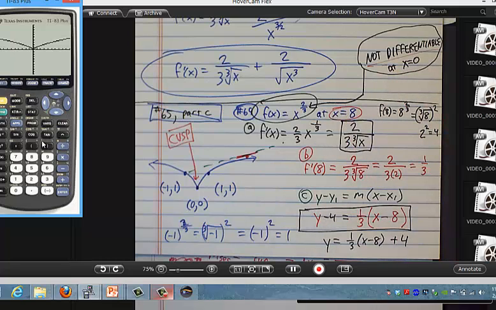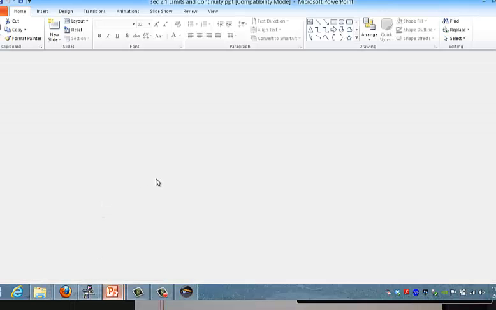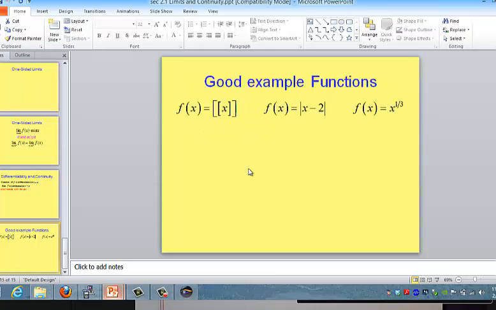And I was talking about this a little bit, actually, right when we started Chapter 2. Let me go back to it. Let me show you this slide. Well, I skipped that one. I'm going to do that in a second. But remember me talking about good example functions? Do you remember what that first symbol stands for? Yeah, rounding down. It's called the greatest integer function. See, that was an example of a function that is not continuous.